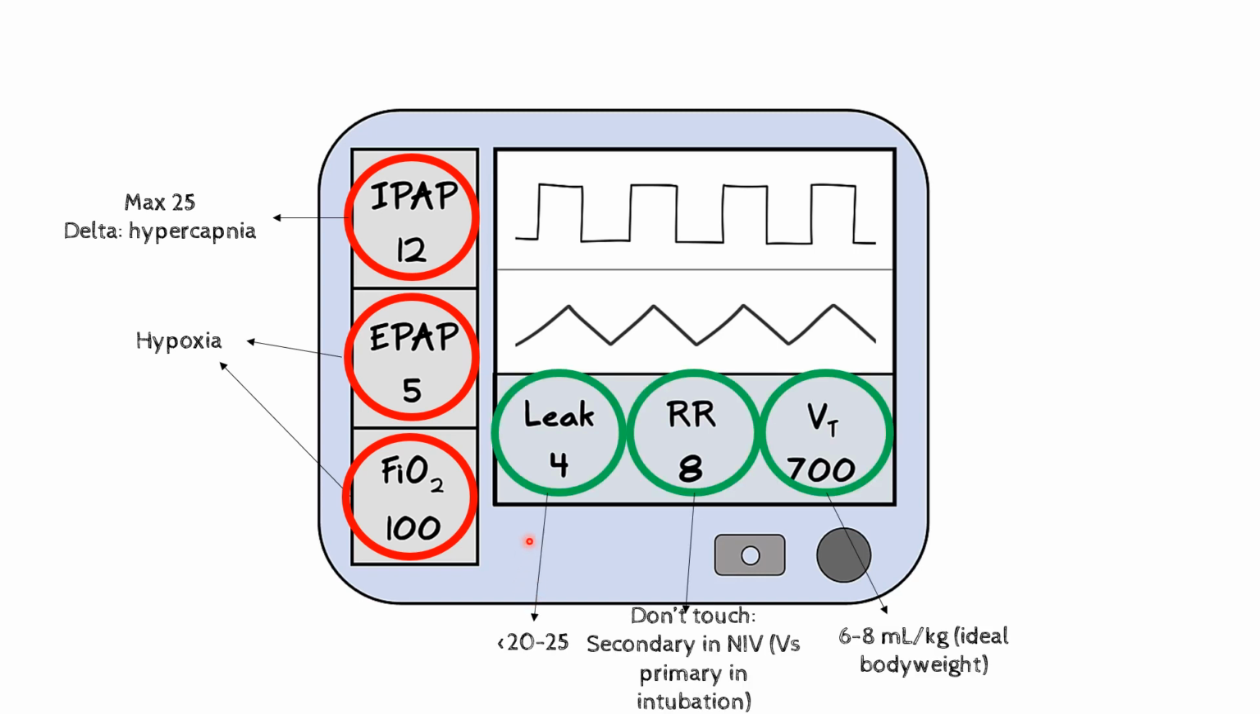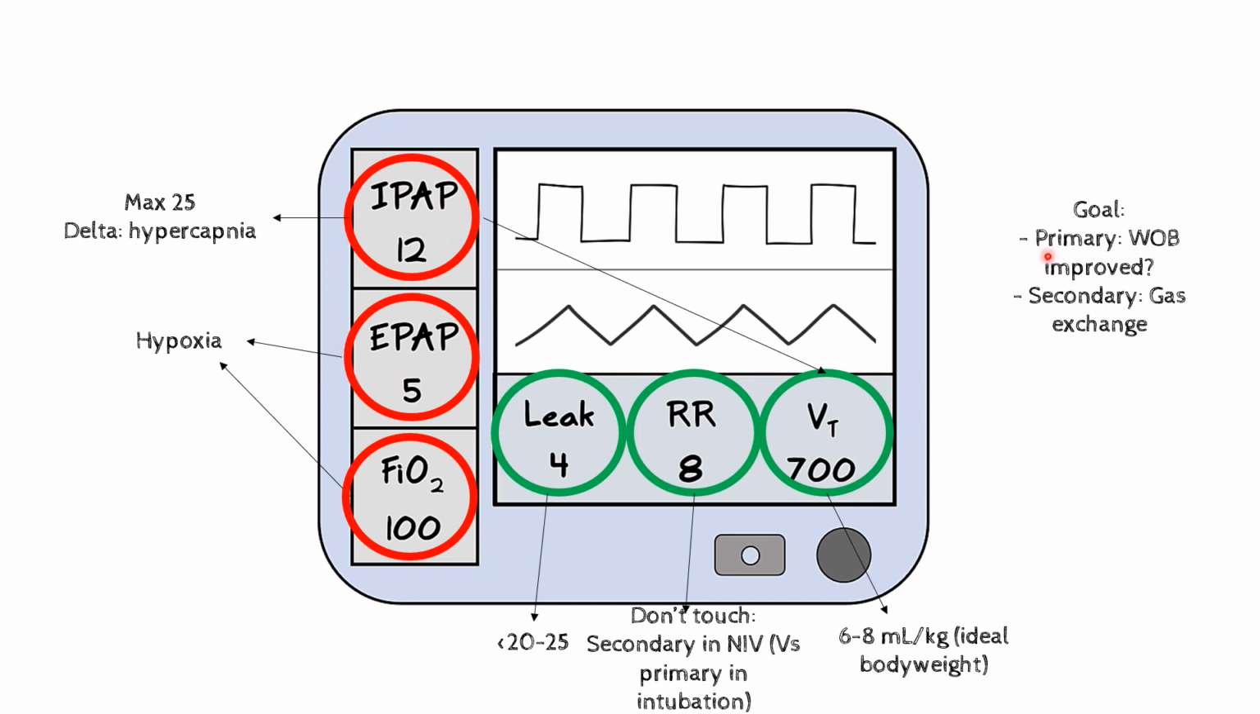Yeah, the leak should be below 20 to 25. Here you cannot touch this. And here it is 6 to 8 milliliters per kilo of the ideal body weight. Yeah, and if the ventilation is not adequate, then you go up on the IPAP so that the delta increases.